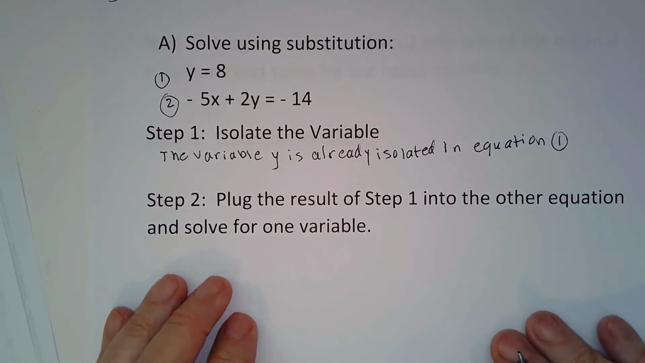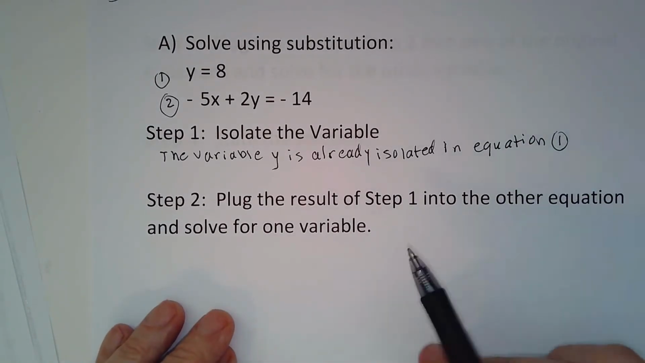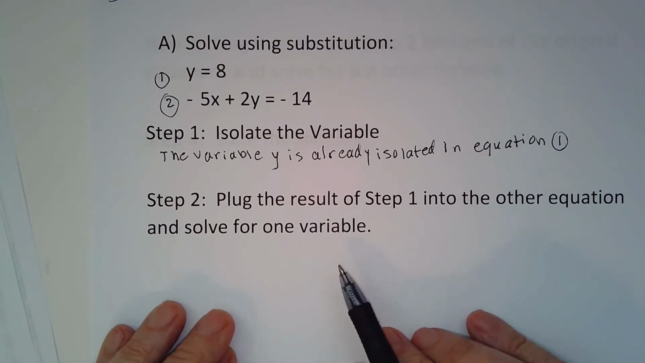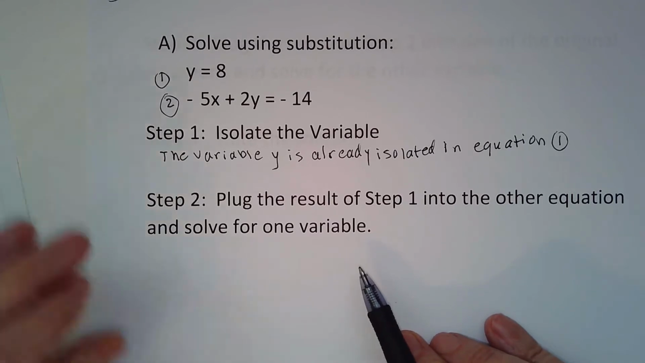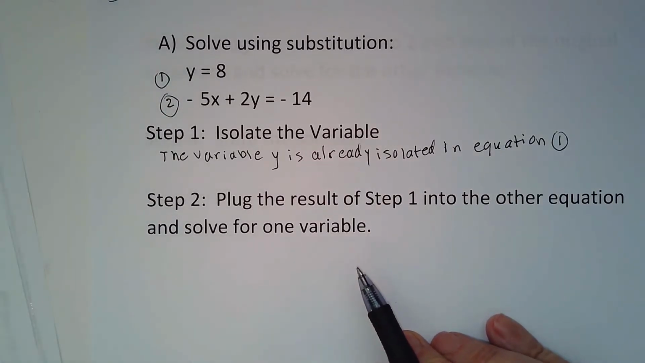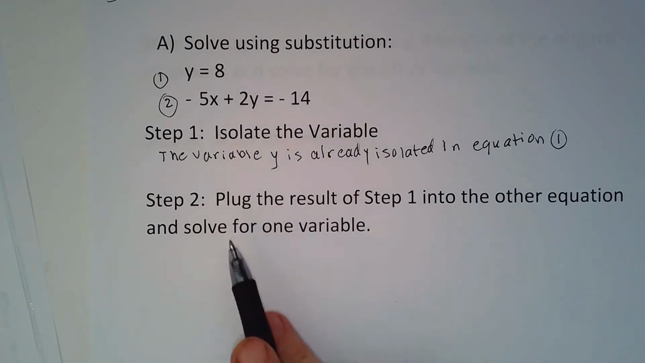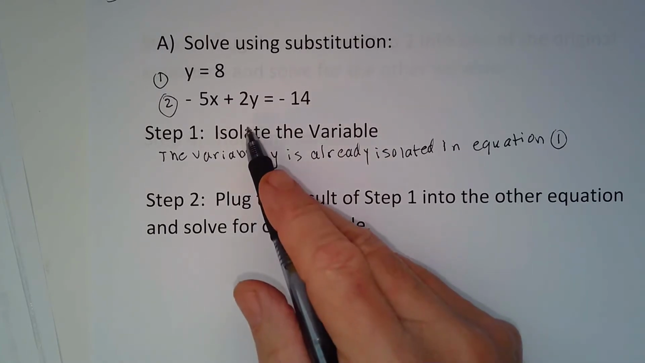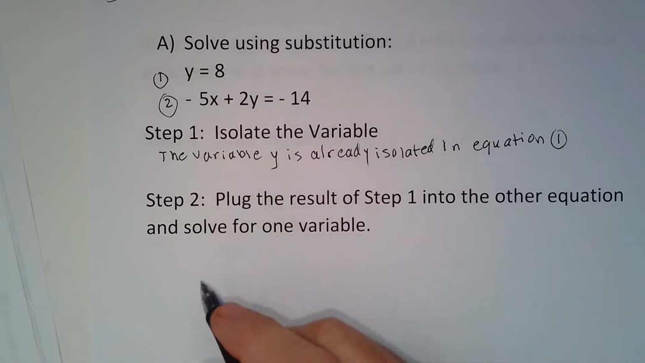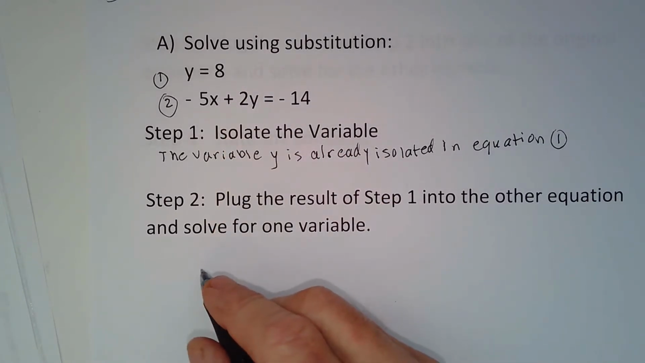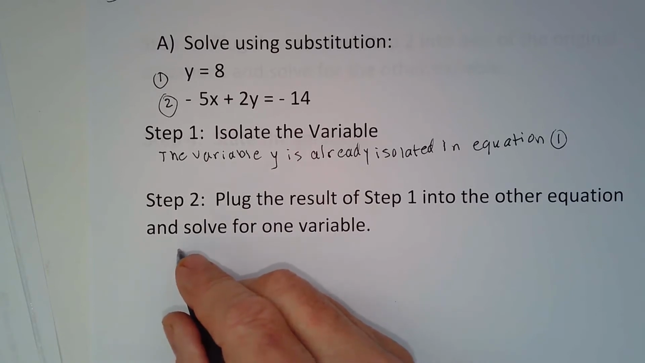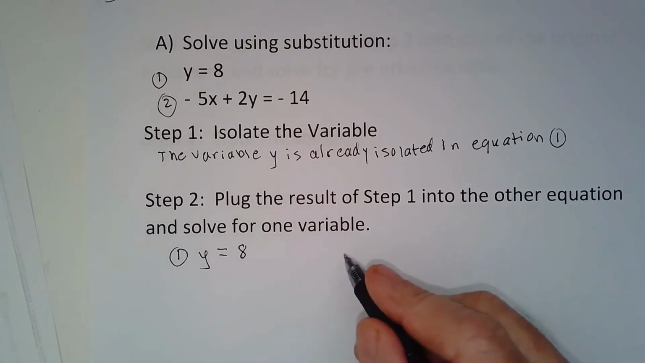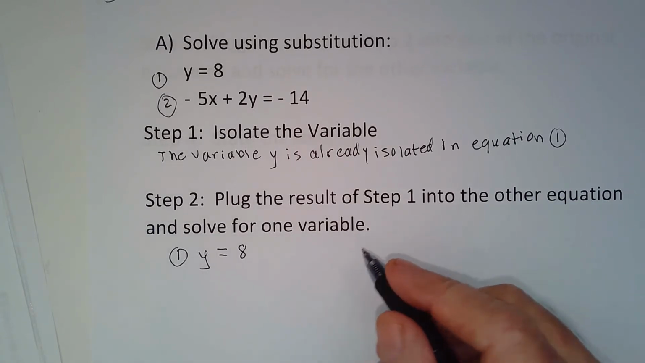All right, so since we have that information, then we're going to go on to step 2, and step 2 says to plug the result of step 1 into the other equation and solve for one variable. Okay. All right, so we're going to plug 8 into the equation. And the equation we're going to plug it into is equation 2, because 8 was, of course, part of equation 1. All right, so that means I'm going to let me rewrite equation 1. It's y equals 8. And then we're going to substitute 8 for y in equation 2.